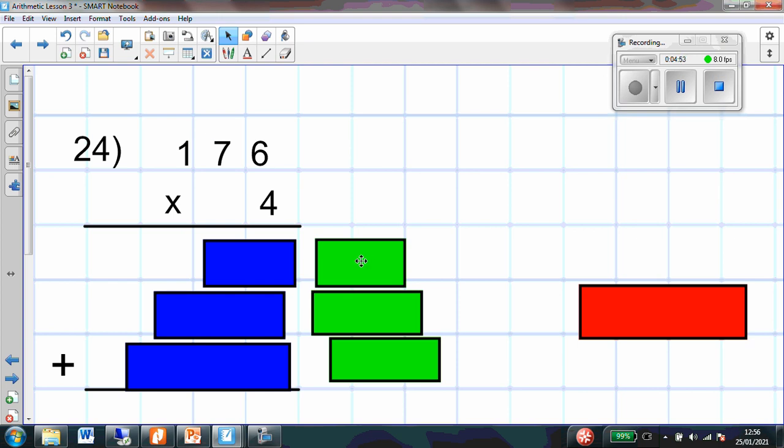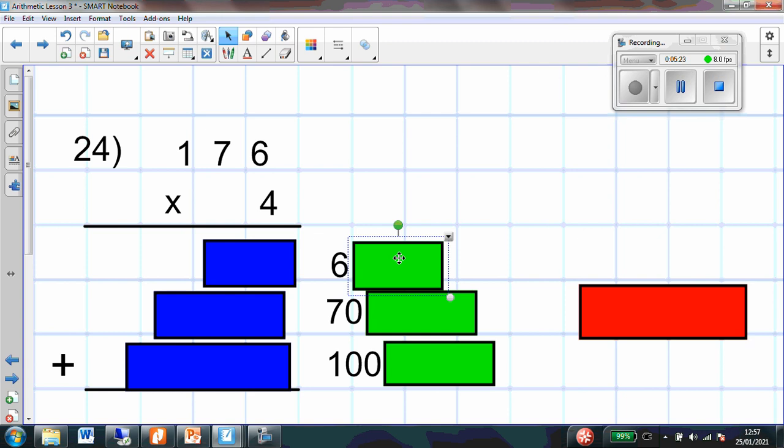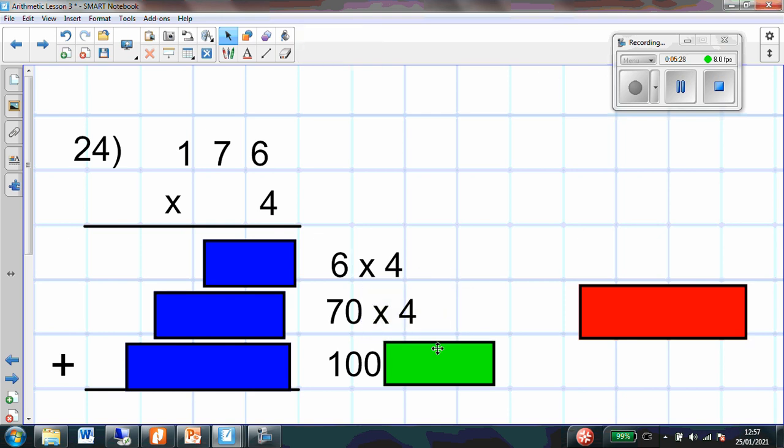Hopefully you said that you would partition it into the 6 ones, the 7 tens, which makes 70, and the 100. There we go. So we've partitioned 176 into 100, 70, and 6. Now each of these parts I need to multiply by 4. So I'm going to do 6 times 4. I'm going to do 70 times 4. And I'm going to do 100 times 4.